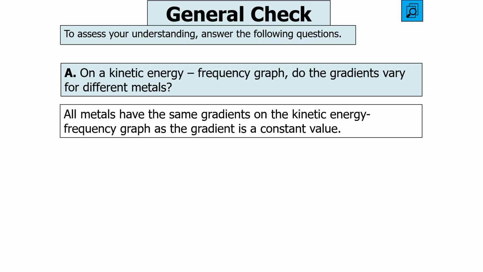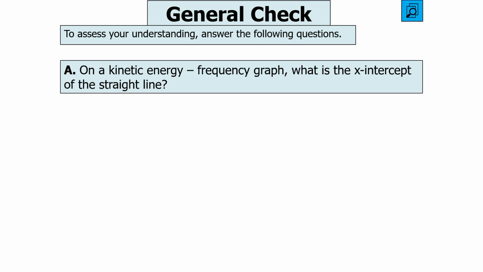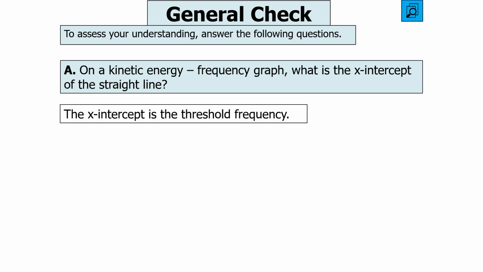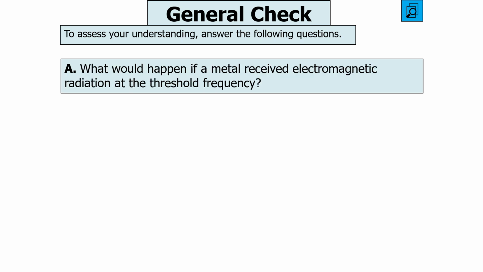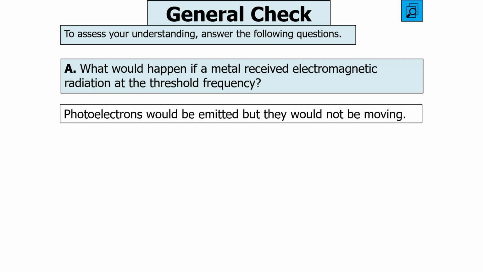It's the Planck constant. On a kinetic energy frequency graph, what is the x-intercept of the straight line? The x-intercept is the threshold frequency. What would happen if a metal received electromagnetic radiation at the threshold frequency? The photoelectrons would be emitted, but they would not be moving after emission.